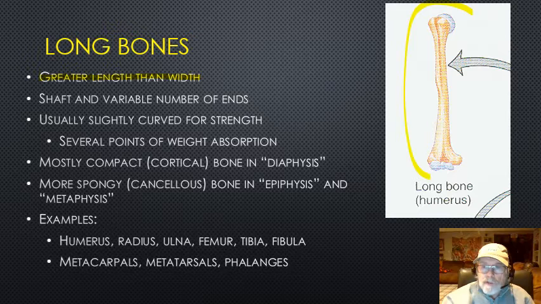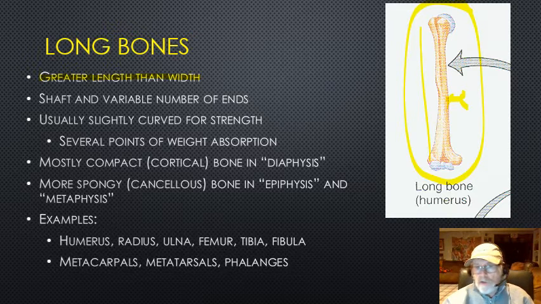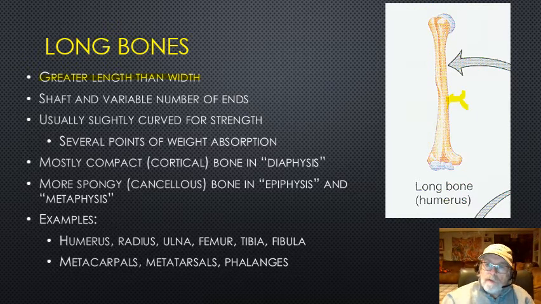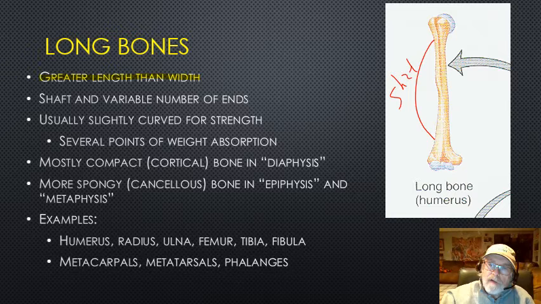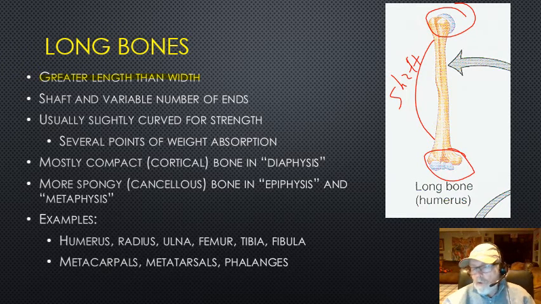This right here would be a humerus, okay? And it's longer than it is wide. So therefore it's called a long bone. Basically, in this long bone, there is an area which we call a shaft. This area right here would be called a shaft. And then at the end it has various numbers of ends. So this would be an end of the bone down here, and usually one at each side.